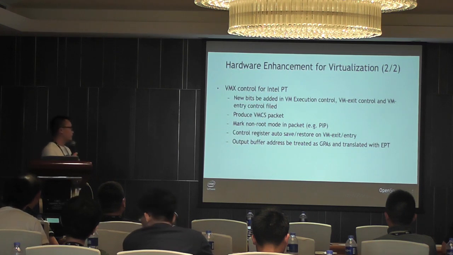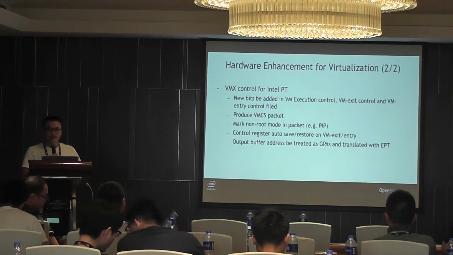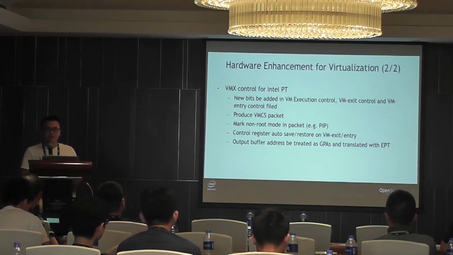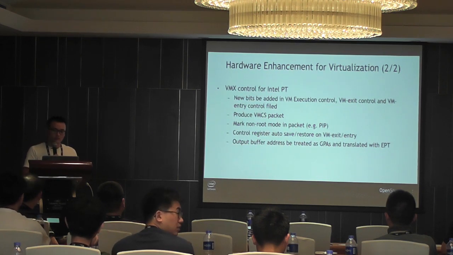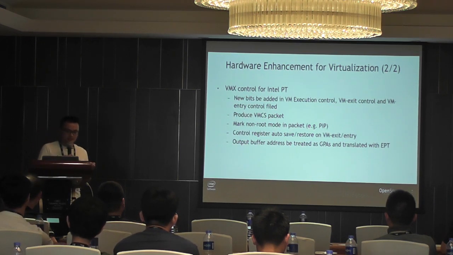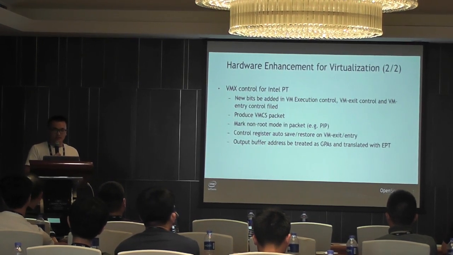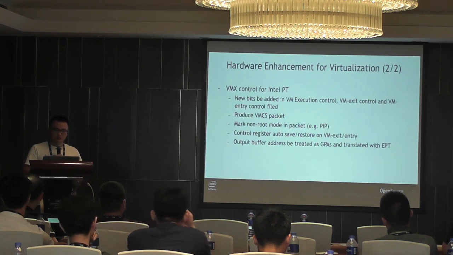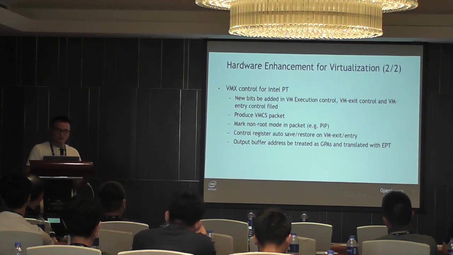This adds some new bits in the VMCS. That is to control whether we need to produce the VMCS packet. This can be used in virtualization. If we need to mark non-root mode in packets, for example, there are bits in the PIP packet. The PIP packet is different on native and guest, and we can use this flag in this packet to know if it was produced on guest or host.